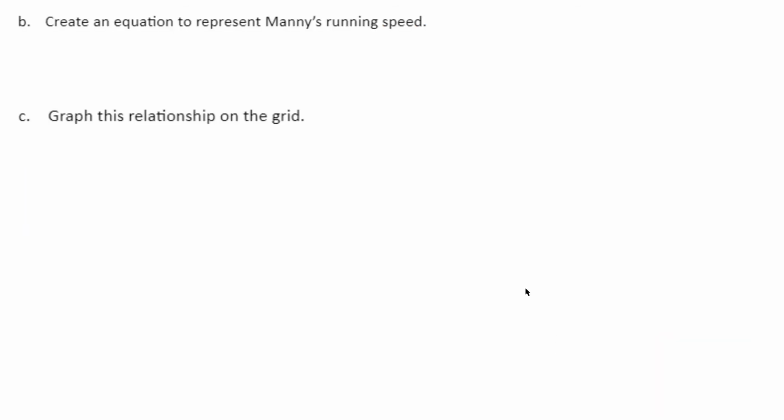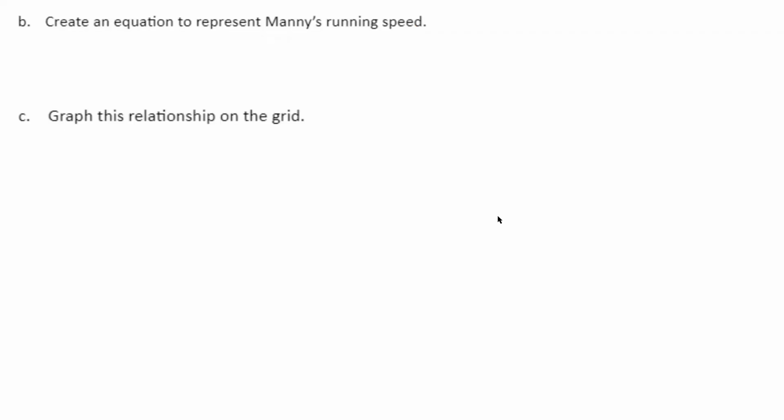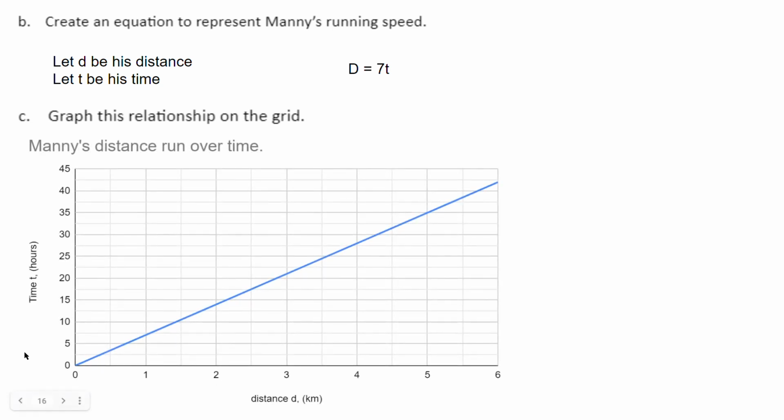Now, we want to create an equation to represent Manny's running speed. Now remember, we want to define our variables. So we let d be his distance and t his time. And notice how in the table, it was at the origin, so there is no b value. So that means that we'll just have d equals 7t, where every hour he'll run 7 kilometers. Now we want to graph this relationship on the grid, and we have this. Notice how it does indeed start at the origin, 0, 0.